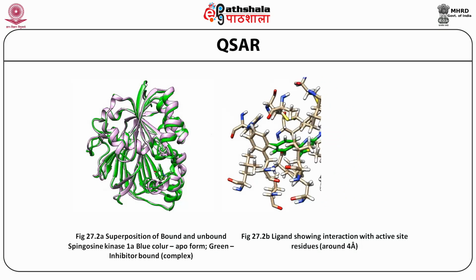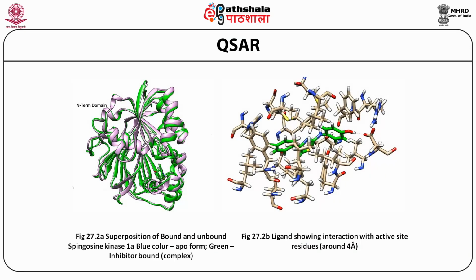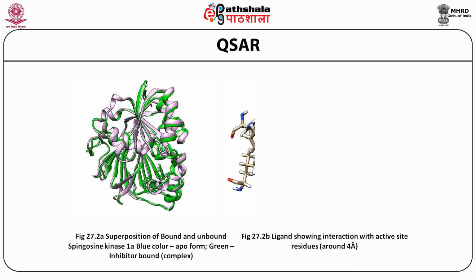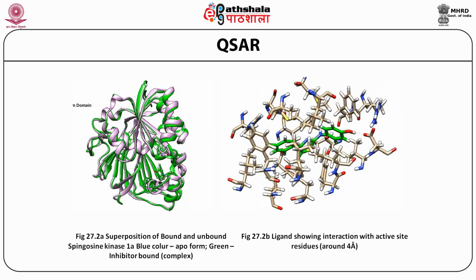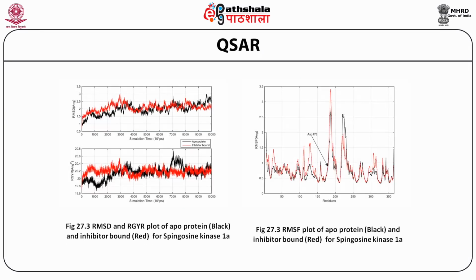The left hand side shows a superposition of bound and unbound sphingosine kinase in different colors. The blue color denotes the apo form, and the green denotes the inhibitor bound. So in the inhibitor bound region, you see the deviations. In figure B, the ligand shows interaction with the active site residues, around 4 angstrom distance.